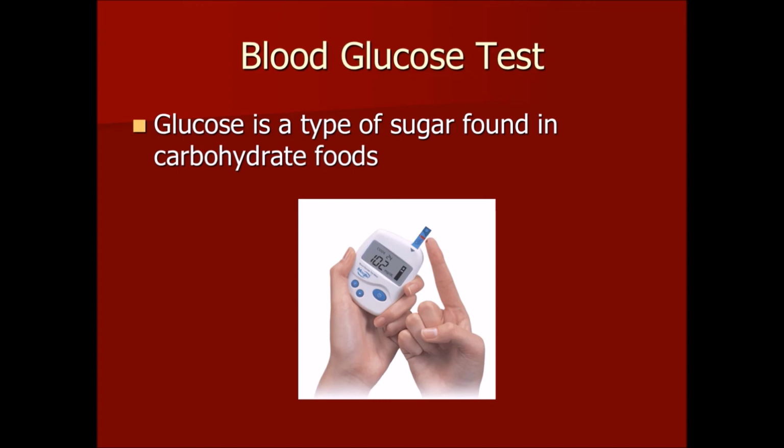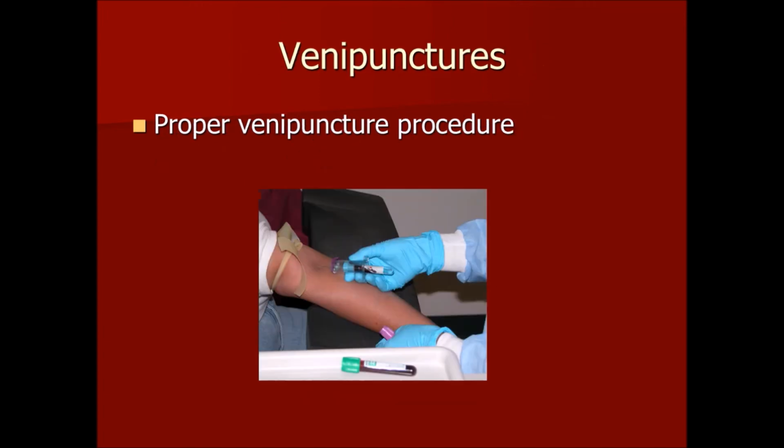We're going to be talking about glucose testing. Now, these can be done in the lab, mostly in hospitals, private physicians. Depending on where you work as a phlebotomist, you might be performing these. Venipunctures, proper venipuncture procedure. Now, we're going to be discussing the different do's and don'ts of venipuncture procedures.